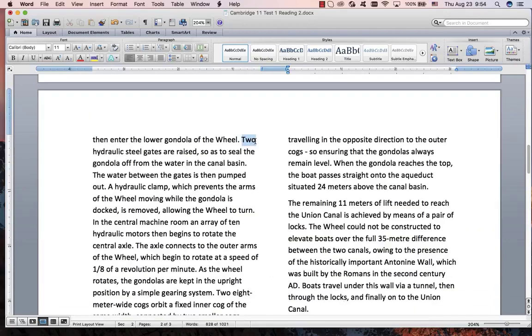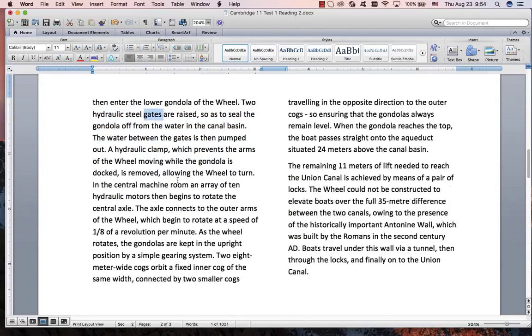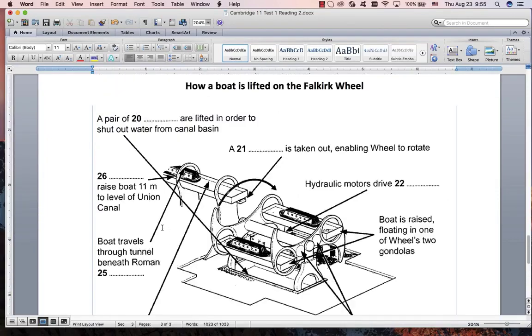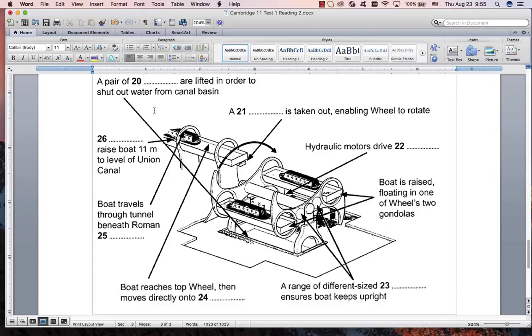And there we go. A pair of, that's lifted, seal the gondola from the water. So that means shut out the water. Alright, great. And now we know that we're looking for a plural countable noun. There's only one, and so gates must be your answer. Great. 21. Before I continue, I do want to say about diagrams, usually they do follow the order in the text. Well, look, they do follow the order in the text, but very often they will have one where they go back, just to try and confuse you a little bit. In this one, I don't think that they do that, but be careful, they can do it.